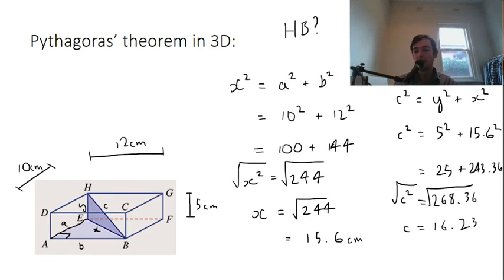Let's just check to see if our answers make sense. X is the diagonal, so it should be longer than A and B. So X is 15.6, it is longer than 10 and longer than 12, that's good. C should be even longer because it's a diagonal of this triangle. And C is a little bit longer, so that's good. The answers actually make sense.